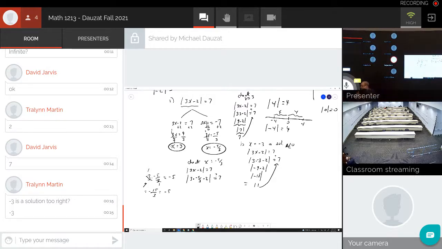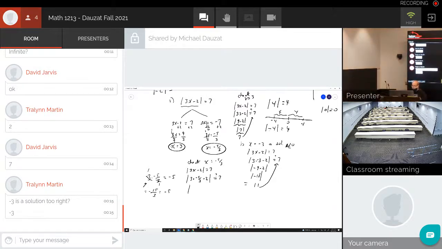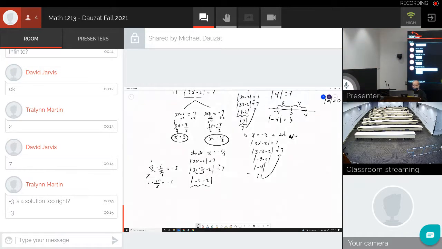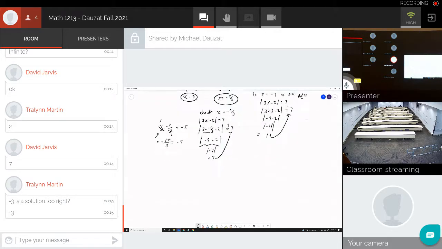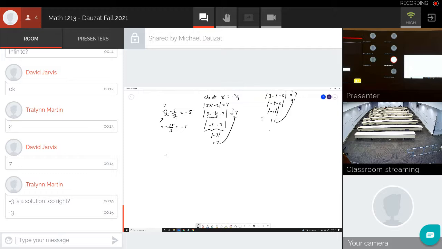So that's negative 5. All right, so now I'm going to come in here. So this is negative 5. So negative 5 and a negative 2. What's a negative 5 and a negative 2? Negative 7. What's the absolute value of a negative 7? Positive 7. All right. So negative 5/3 is a solution. Okay, let's do another one with absolute value. All right, so let's write this as number 2. Number 2, we have the absolute value of 2 minus x plus 2 equal 8.